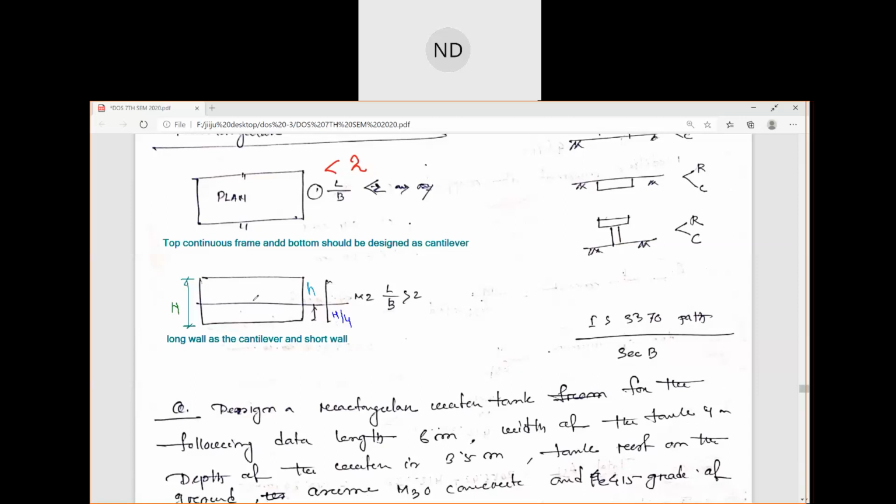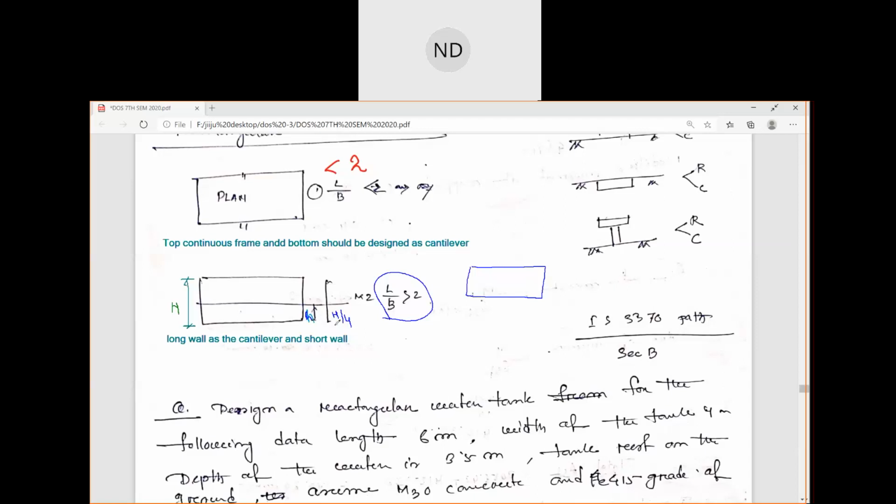So when L by B ratio is greater than 2, in a rectangular tank there will be a short wall and a long wall. The long wall you're going to design as cantilever, and for the short wall, this portion small h will be designed as cantilever, and this capital H minus small h, this is small h, sorry, this one.